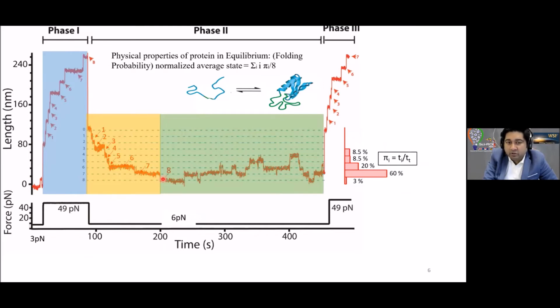If I use 9 piconewton, maybe there is one protein which will be refolded, right? So that's the whole part I wanted to tell. We can also discuss more if you have any questions.